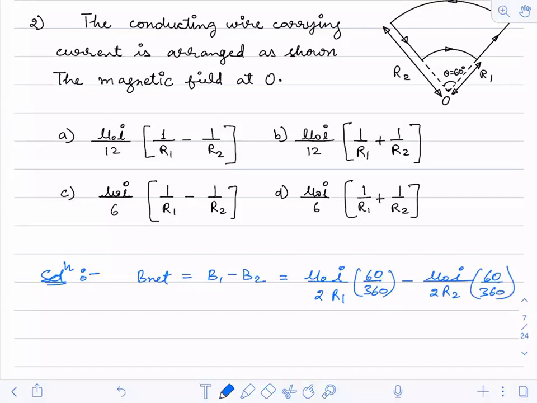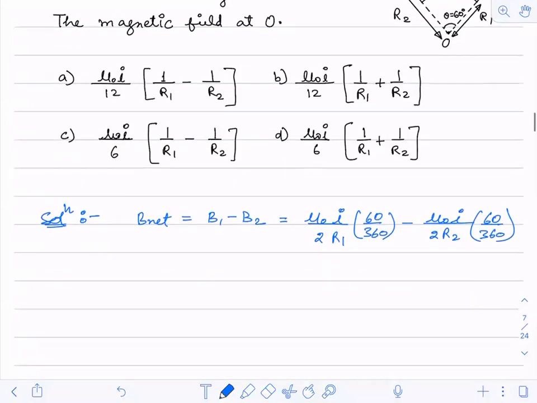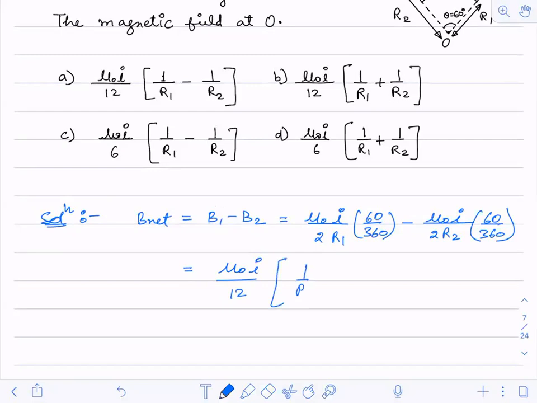Is it okay? Now, mu naught I times 60 by 360 gives me 1 by 6. So outside I can take mu naught I by 12, and inside I'll have 1 by R1 minus 1 by R2. So this is the net magnetic field.